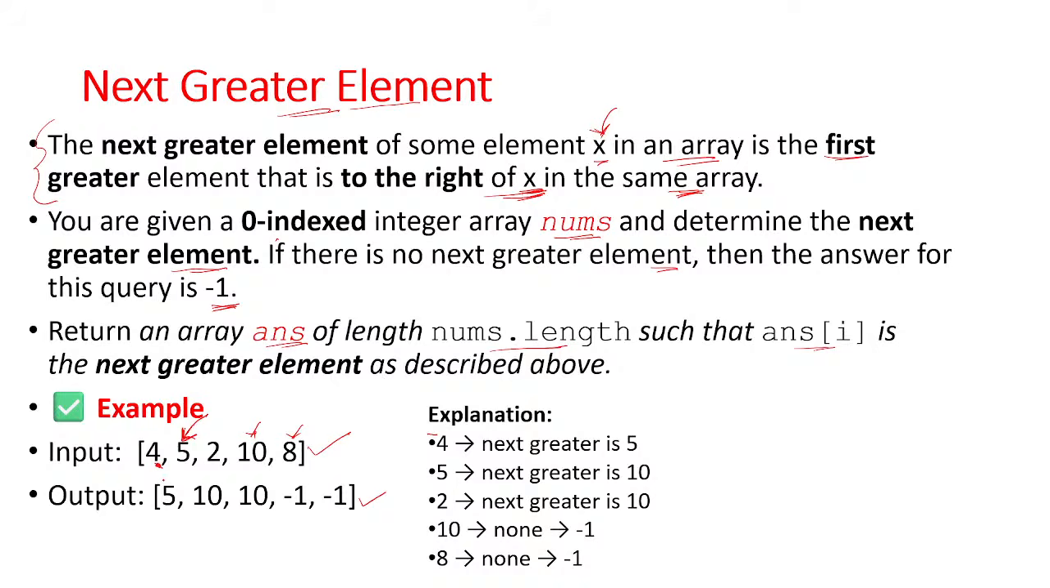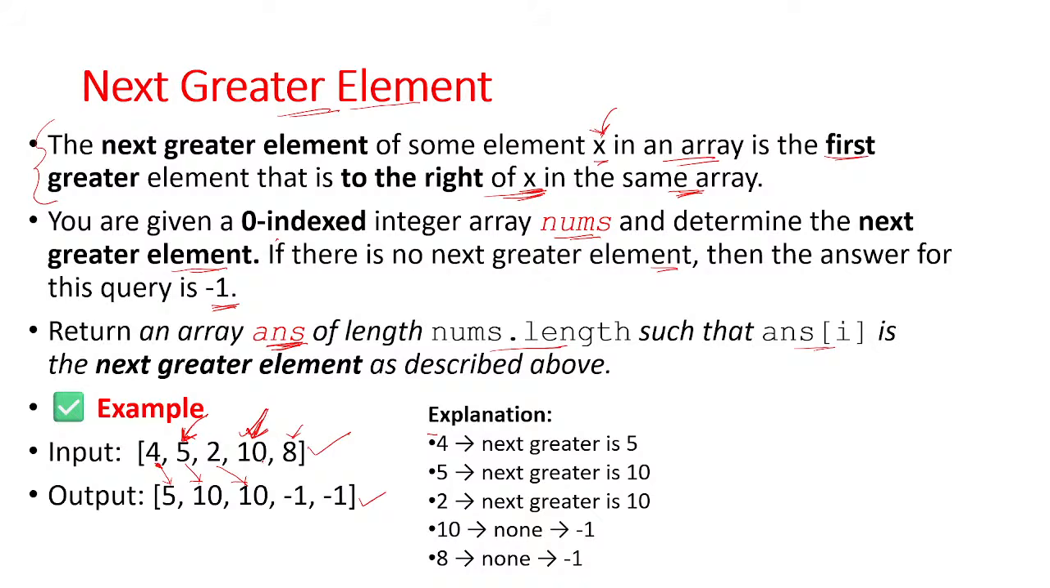So you need to store 5 at index 0 in another array called answer. Then for the next element 5, the next greater is 10. There are two greater elements, 10 and 8, but the first occurring element is 10. So for 5 the next greater element is 10. For 2, the next greater is 10 here, the first occurring element.